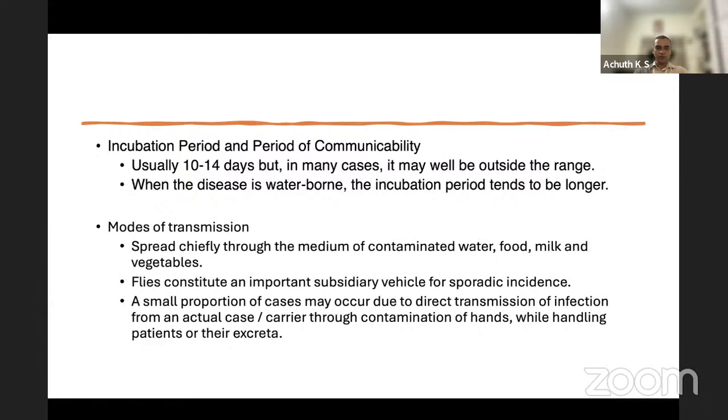Incubation period is 10 to 14 days, and when it is water borne, it can be longer than 14 days also. Modes of transmission: it spreads chiefly through contaminated water, food, milk, and vegetables. Flies play a very important role in sporadic incidents. Sporadic means it is happening here and there, not at one place. Direct transmission does occur, but in a very small proportion. How? The people who handle the excreta of cases, for example in hospitals, the housekeeping staff, might transmit typhoid.